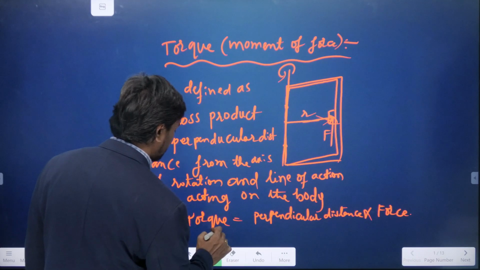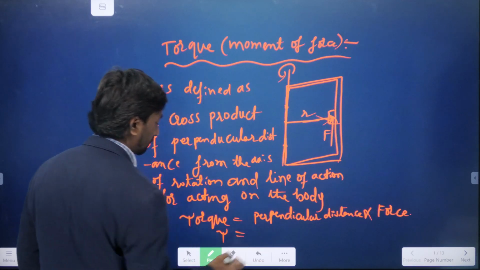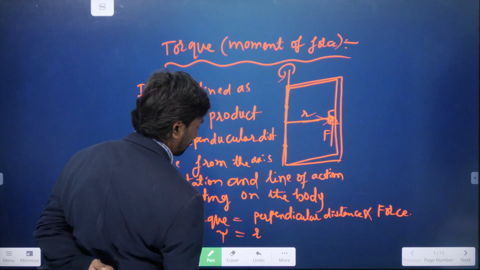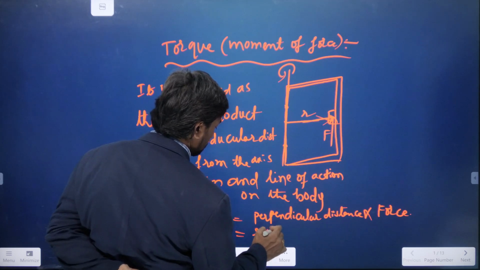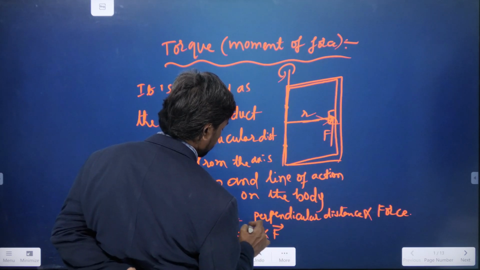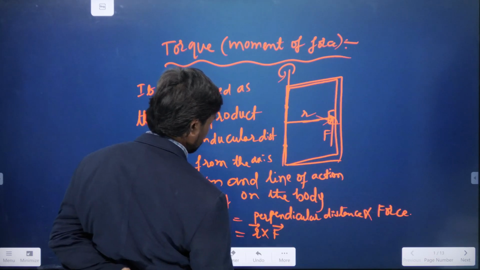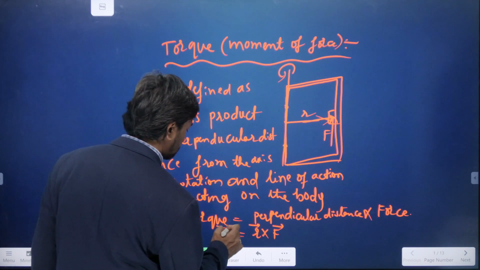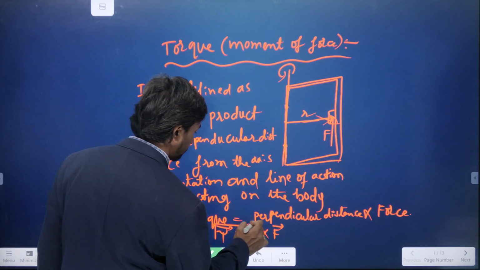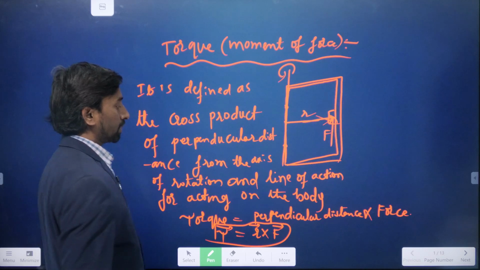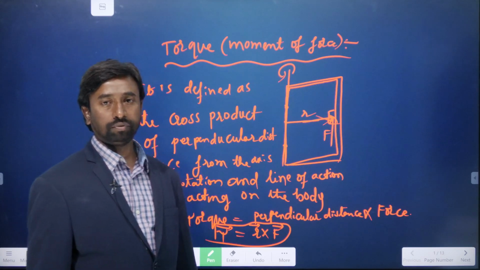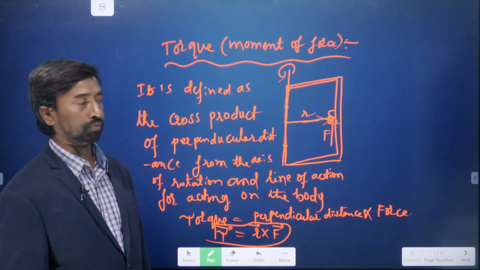Okay. So this torque can be denoted by the letter tau, and it is the perpendicular distance r cross the force F bar. We know that the perpendicular distance is also a vector and the force is also a vector quantity, so torque is also a vector quantity. It is also known as the moment of force.